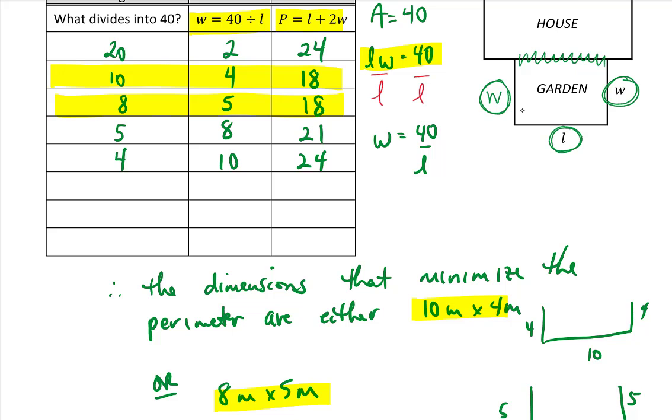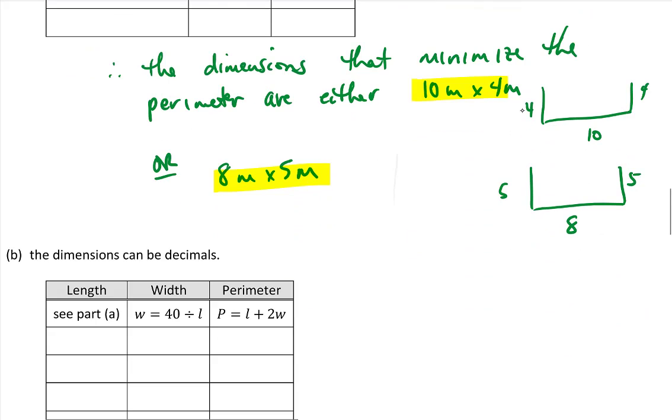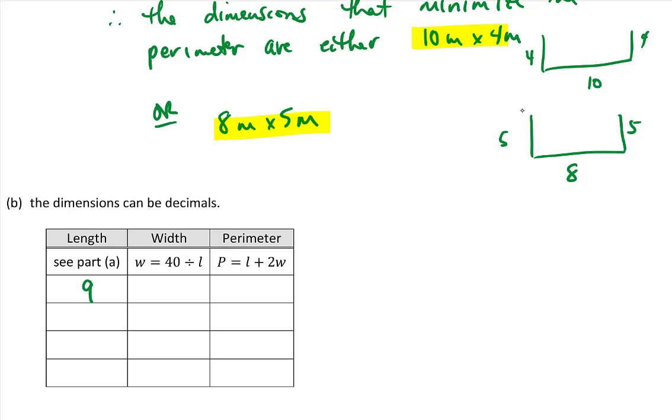So let's say we choose the number 9. So let's start there, and then we've got to figure out the width. 40 divided by 9 gives us 4.4 repeating. So let's say 4.44. And the perimeter for that is one length plus two widths, and that tells us we get a perimeter of 17.88. And then we can continue to check.